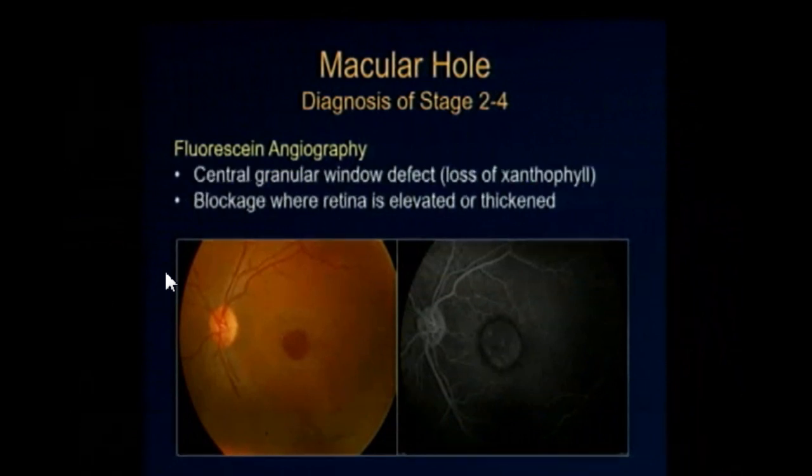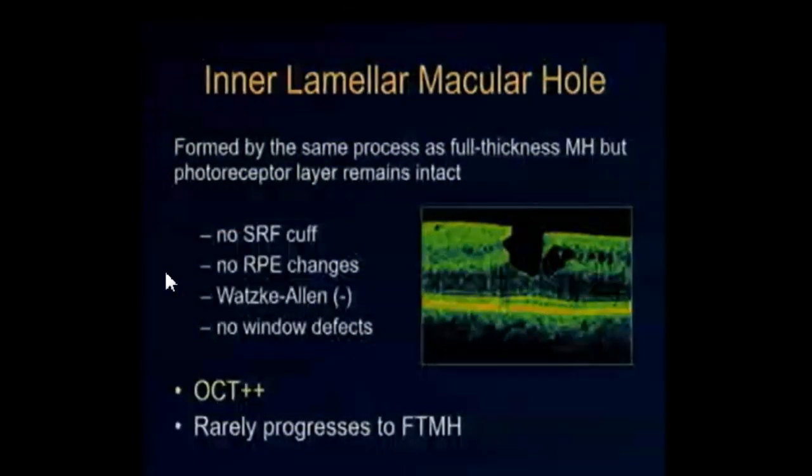hypofluorescence, because the cuff is basically vertical, so the light that shines at it is not going to let you see. How do I say this? The retina is kind of elevated, and therefore it blocks the visibility of the photoreceptors and the RPE in the choroidal background in that area. But we don't really need to do that.